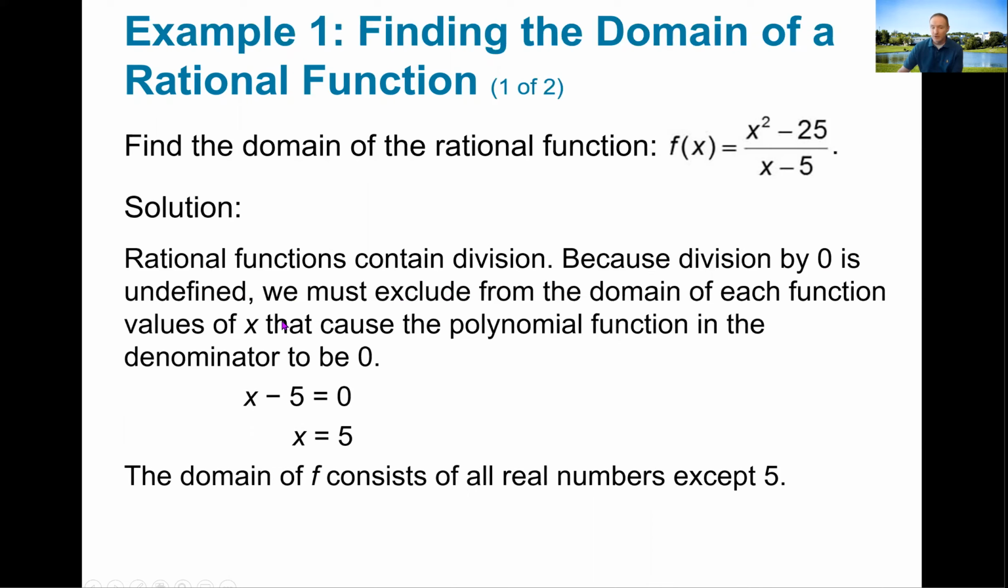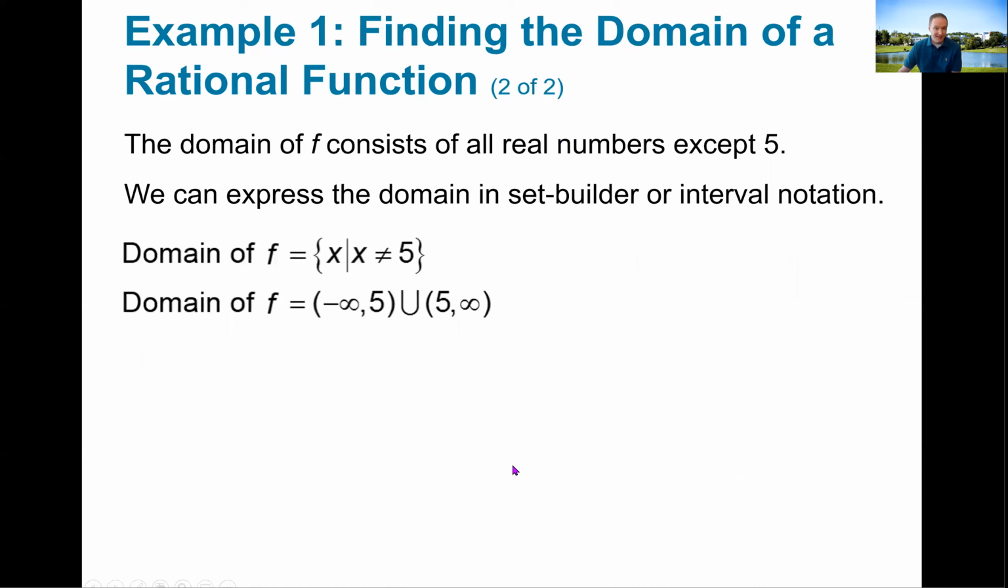Because division by zero is undefined, you must exclude any value from the domain of the function that causes the polynomial function in the denominator to be zero. It's irrelevant whether that's going to algebraically cancel eventually with the numerator or not. It can't cancel with the numerator if the fraction can't exist in the first place. So no matter what, you have to always say, I cannot let that denominator equal zero. So when we set the denominator equal to zero, it gives you the restricted value of x. So we know that x cannot equal 5. That's our restricted value. And so we say the domain consists of all real numbers except 5.